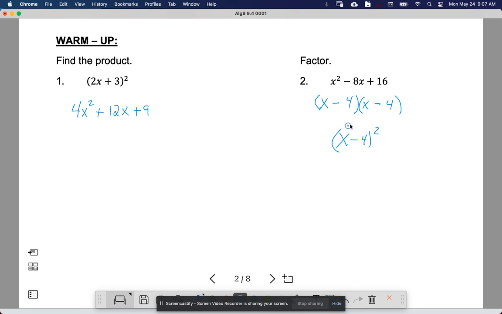And then we get our condensed answer. So, well, nice little warm up here to get us going because we're going to kind of be looking at this here.